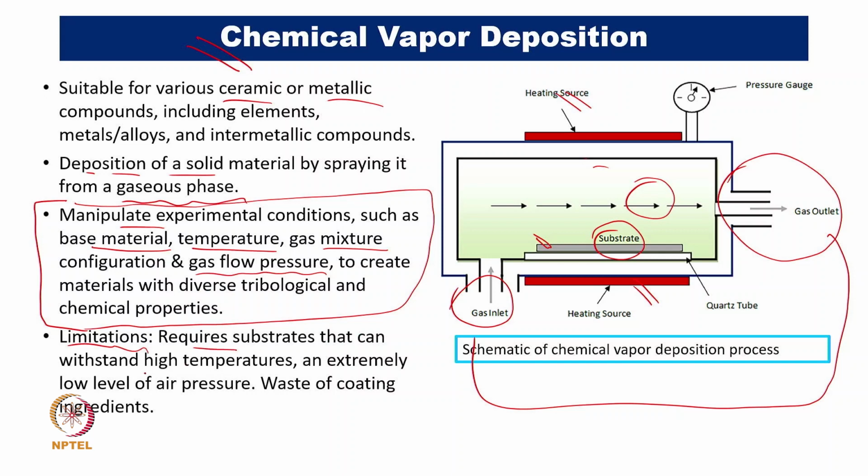So what we see here, the limitation is that we are heating the surface, so the substrate needs to handle the high temperature which we are providing. Another one is the vacuum in this case, and the last one is the wastage of coating material. Either we do something so that the material coming out along with the gas can be recycled and reused.